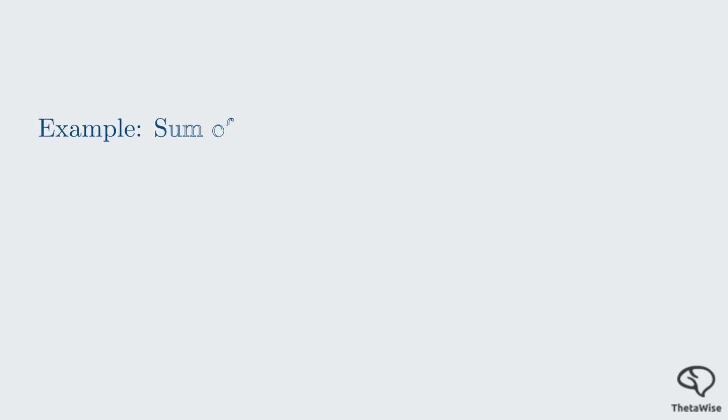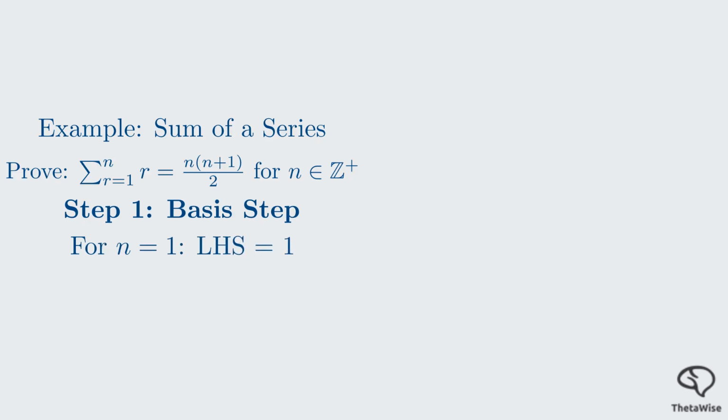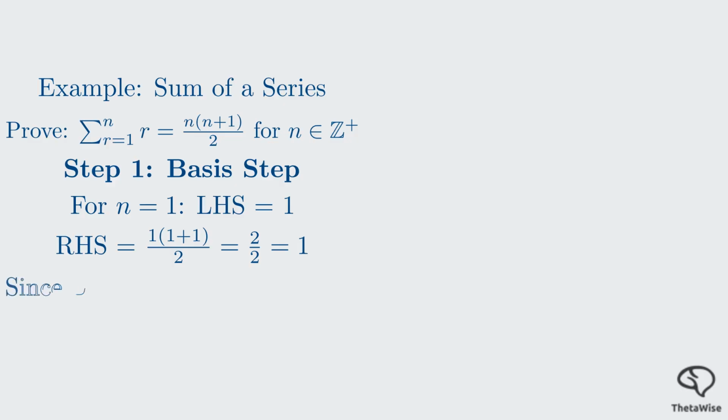Let's apply this to a series. We want to prove that the sum of the first n integers, written as the sum from r equals 1 to n, of r is equal to n times n plus 1, all over 2. We start with the basis step for n equals 1. The left-hand side is simply the first term, which is 1. The right-hand side is 1 times 2 divided by 2, which is also 1. Since both sides match, the basis step is complete.